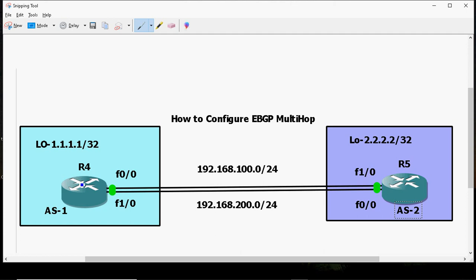Okay friends, so in all of this I am giving just an introduction to eBGP multi-hop. From the upcoming video sessions I will take the in-depth concept.